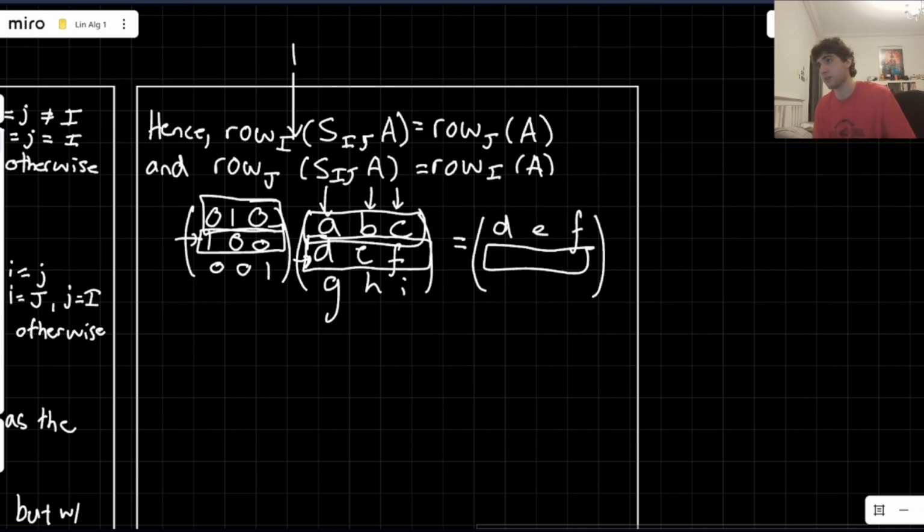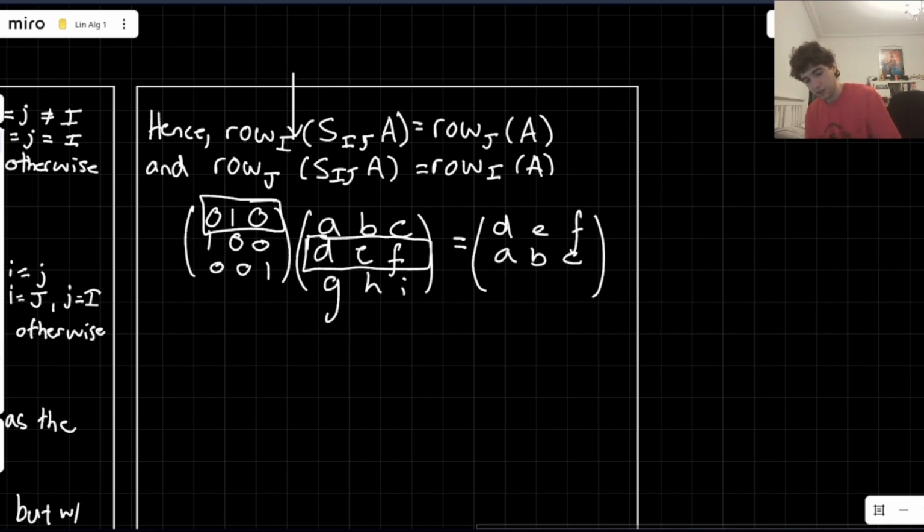Because everything else is going to be multiplied by 0, it just crushes everything else. And so actually, all that I'm going to get is this, right? I'm just going to get D, E, F. So I'm going to get A, B, C being here, and then the last row will just be G, H, I, because the only thing that will ever come out of that is this row. Everything else will be multiplied by 0.